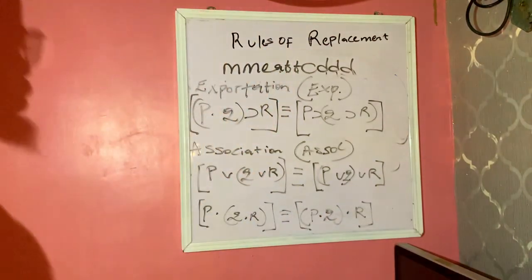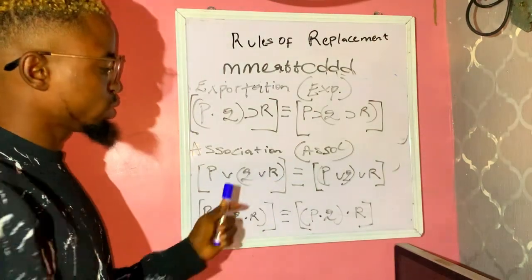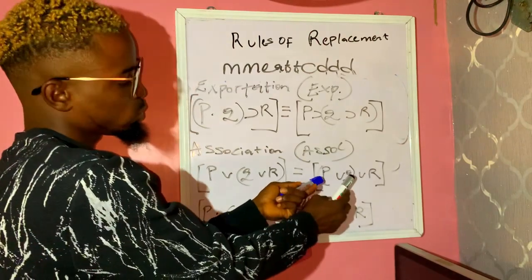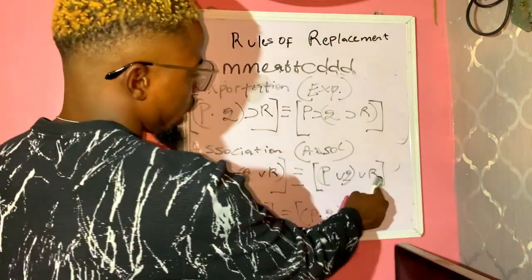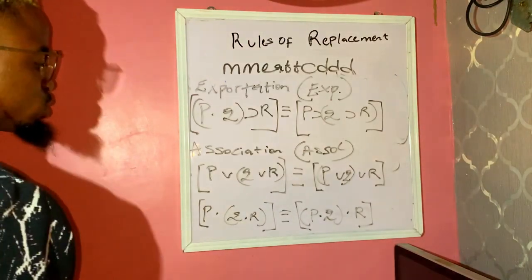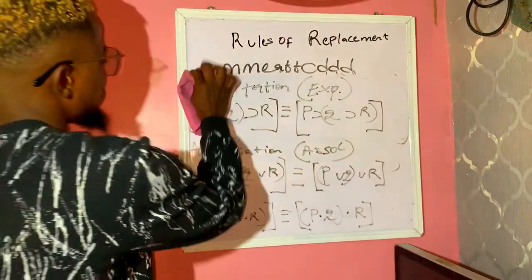So what association is just saying is that if you have P or Q or R, that is, the parenthesis is there, you can replace it by bringing down the parenthesis to P or Q or R. It's only just the parenthesis, the position that is changing. And then the same thing applies to this one too. If you have this statement, you can replace it with this particular one. So let's go to the next one.